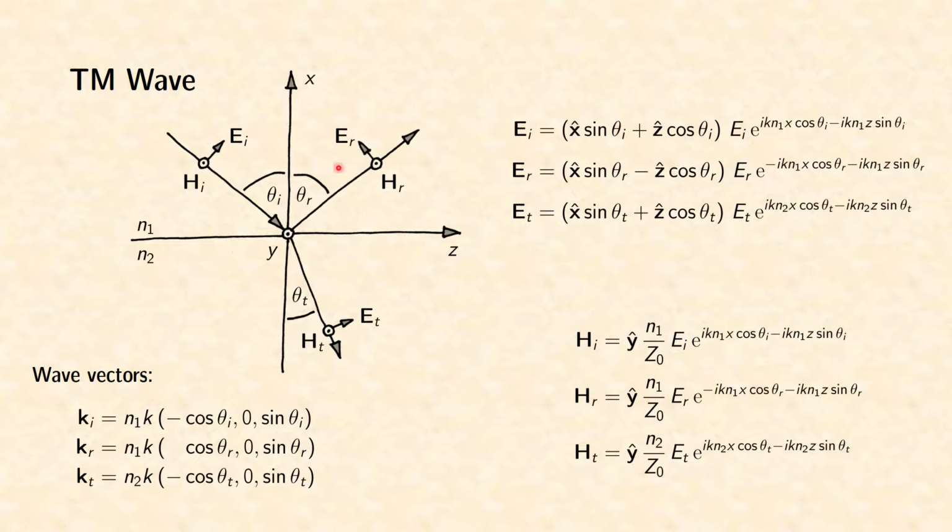For example, here for the incident field, you see here positive x and positive z direction, well, plus and plus. And in case of the reflected field, positive x direction, negative z direction, plus and minus. And the phase factors are the same as for the TE wave.